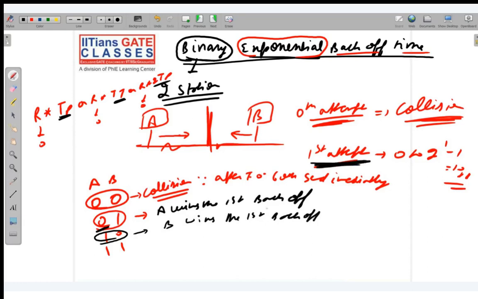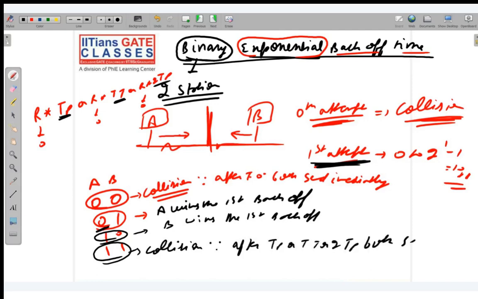And 1-1 means again collision, because after TP or TT or 2TP both send data. Our random number is 1, so 1 into TP is TP, or 1 into TT is TT only, or 1 into 2TP is 2TP only. So after TP or TT or 2TP both send the data again, so obviously collision will occur.